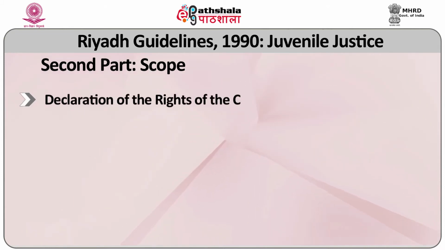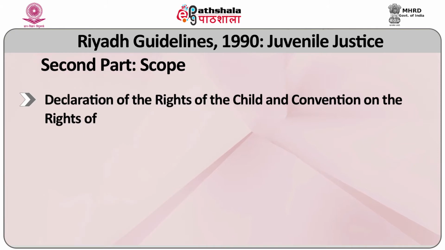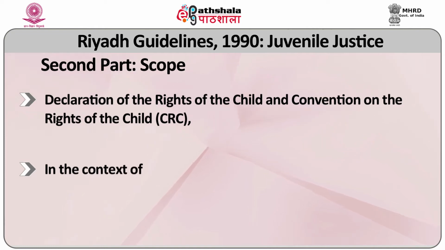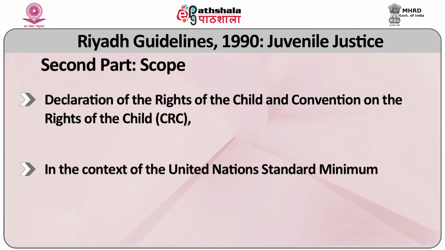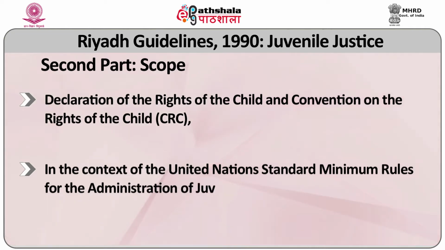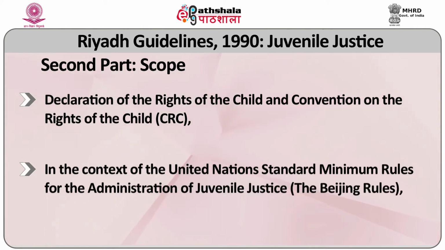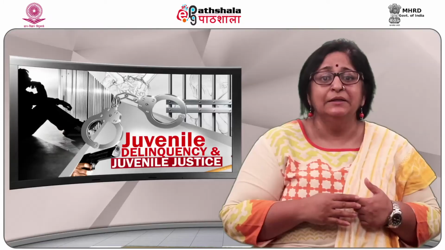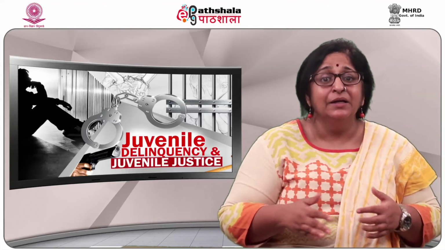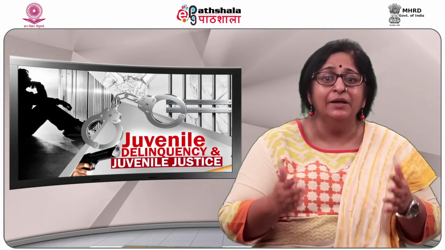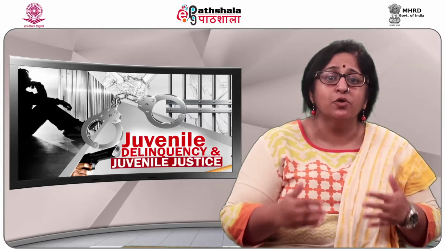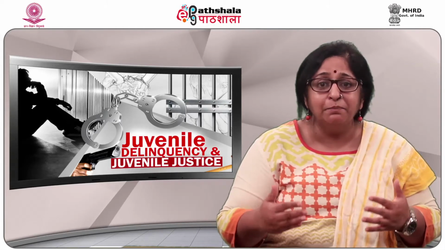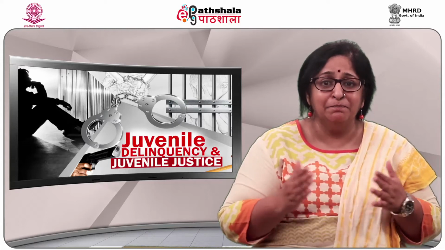the Declaration of the Rights of the Child and the Convention on the Rights of the Child, which also we discussed in the previous module in the context of the UN Standard Minimum Rules for the administration of juvenile justice, which is the Beijing rules, which you already know about because of last module, as well as other instruments pertaining to juveniles. There is a further mention that these guidelines should be implemented in the context of the economic, social and cultural conditions which are prevailing in each member state.